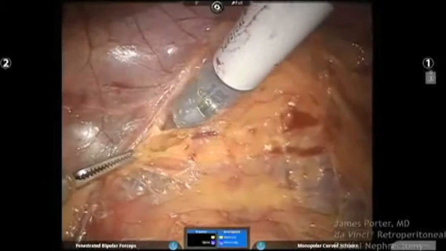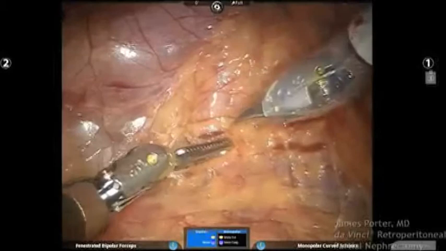Hey, Jim, beautiful exposure. It's Mike Woods here. I have a question for you. Have you had any patients with any previous renal surgery for stone disease, and has that changed your approach when you look at these patients?